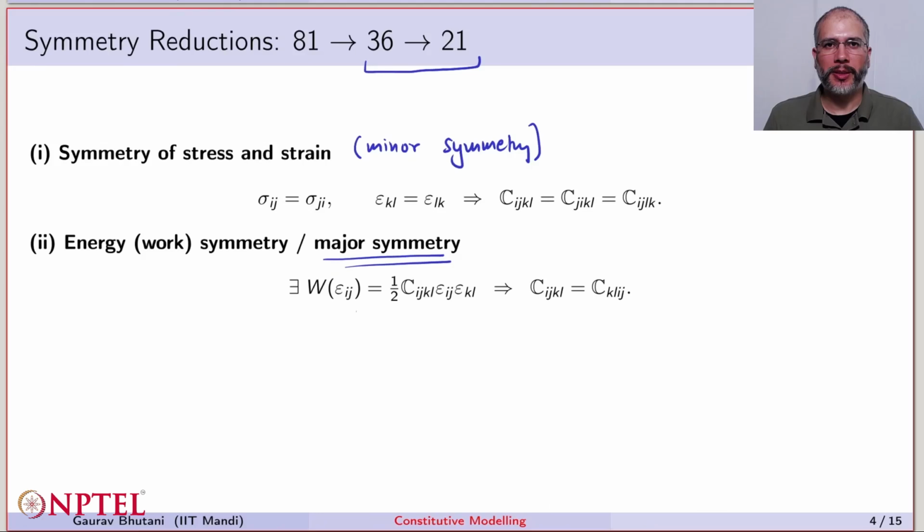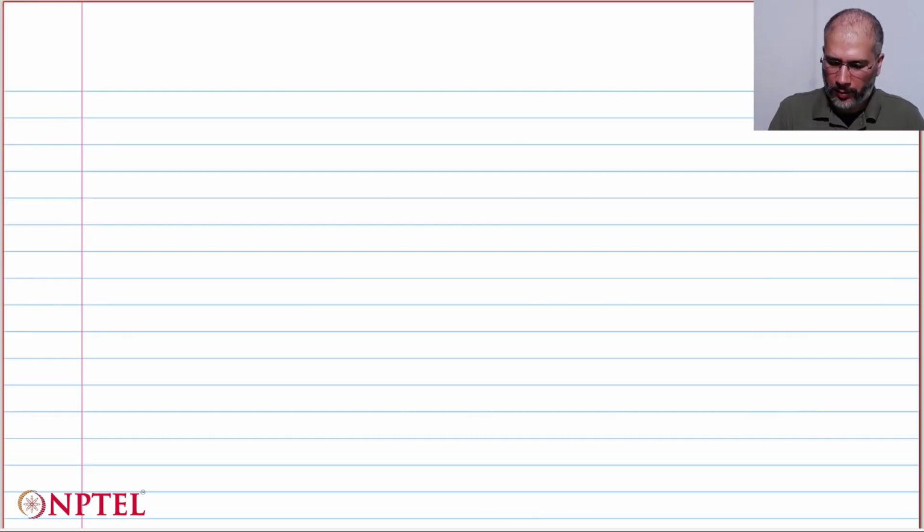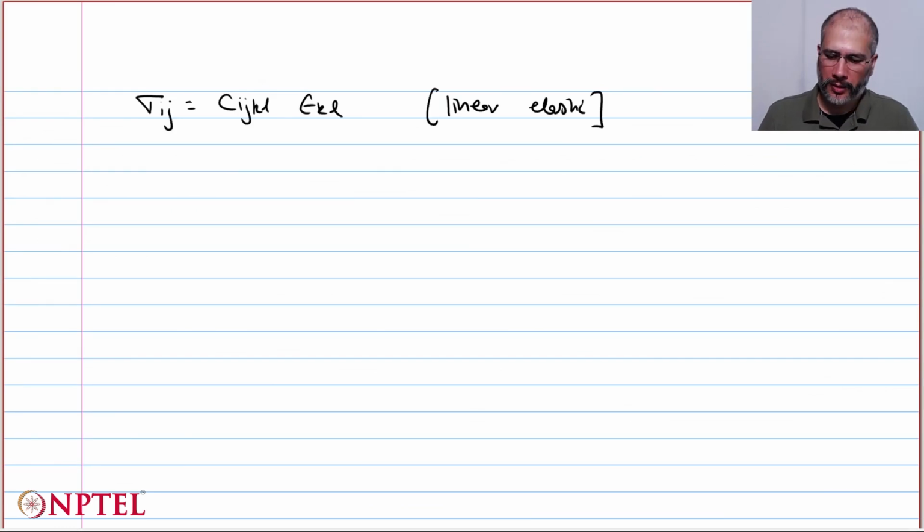So the idea of major symmetry is based on the fact that there exists a work function or a work potential or a scalar potential W, which is a function of epsilon, which for this case is a quadratic potential. And this results in the symmetry that Cijkl is CKLij, which results in a further reduction. So let us see how that happens. So our sigma is written as Cijkl times epsilon KL for a linear elastic material.